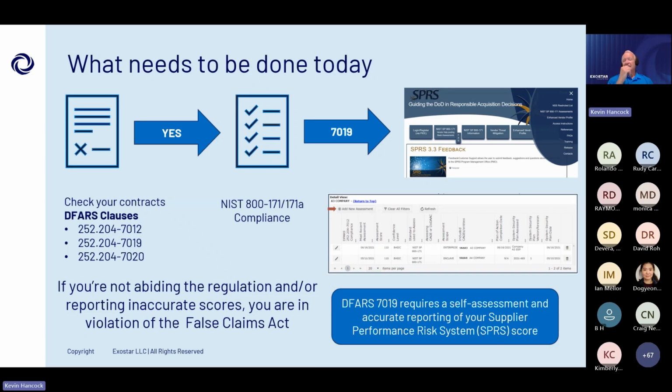Evaluate how you're doing against each of those controls, score yourself, and you'll receive a score somewhere between a -203 and 110. And then take that score and enter it into the Supplier Performance Risk System. This is a DoD system where you register as a supplier, you receive a CAGE code, and one of the tasks within there is that you input your score of how you're doing against NIST 800-171.